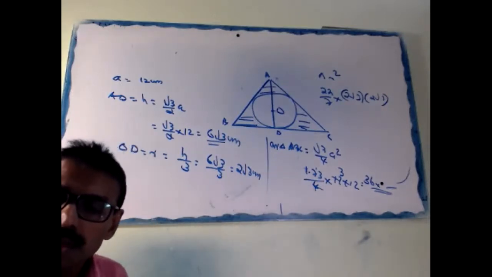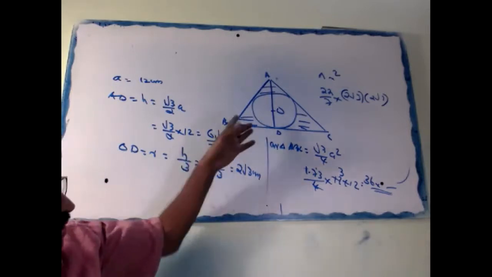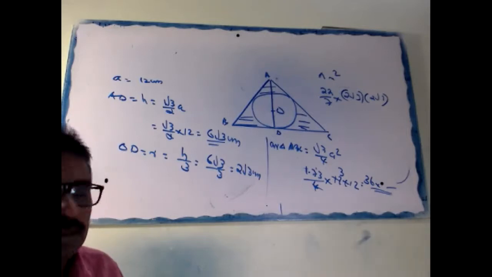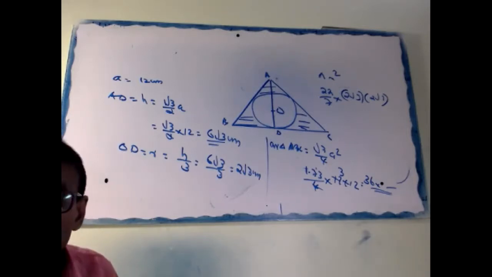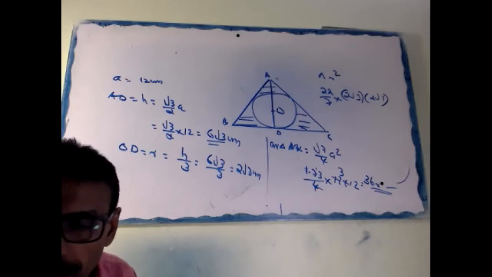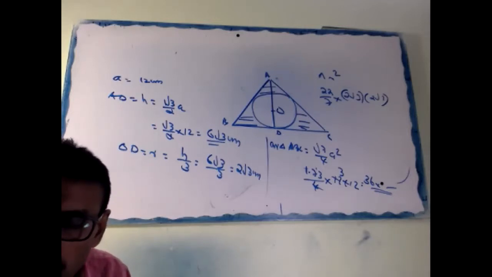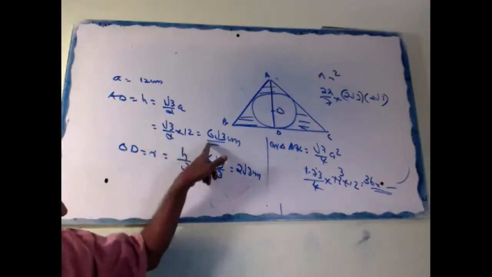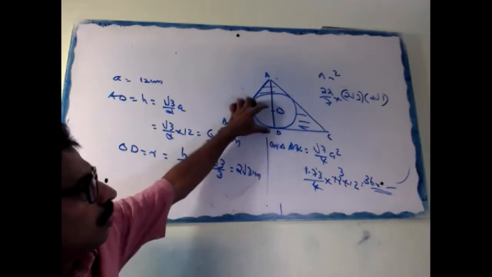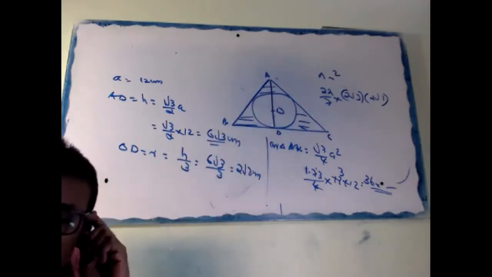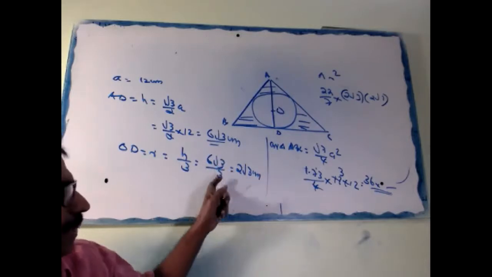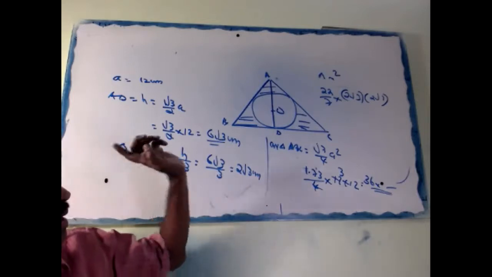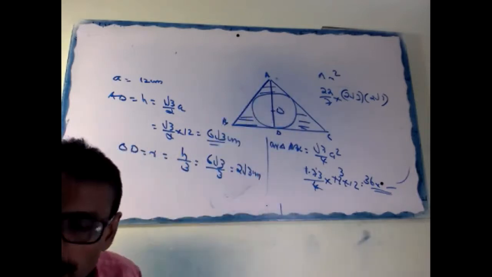Roshan, understood or not? Listen, Roshan. First you find out the right side. Side equal to 12 given. Therefore, altitude AD equal to root 3 by 2 A. There is a formula: altitude of an equilateral triangle is root 3 by 2 A. So, 6 root 3. Hence, OD equal to our formula, H by 3, 6 root 3 by 3, which is 2 root 3. Okay. Then, area of triangle, root 3 by 4 A square.